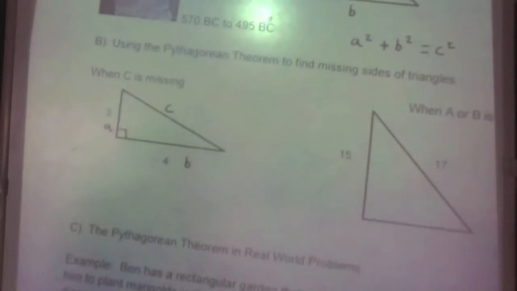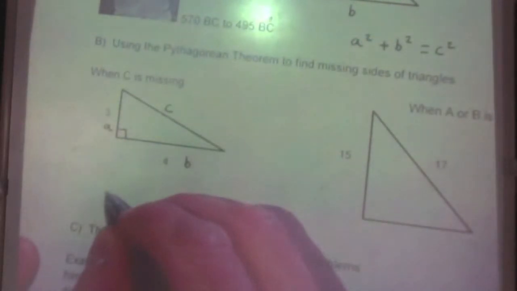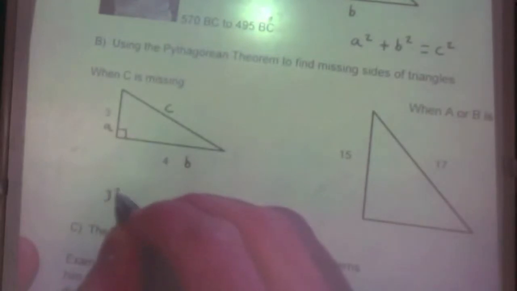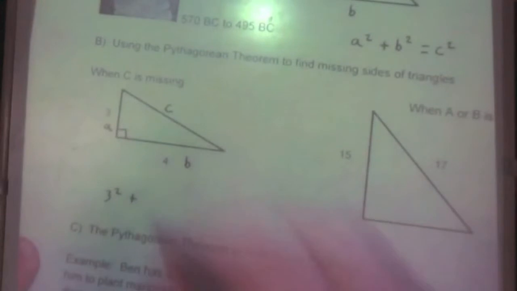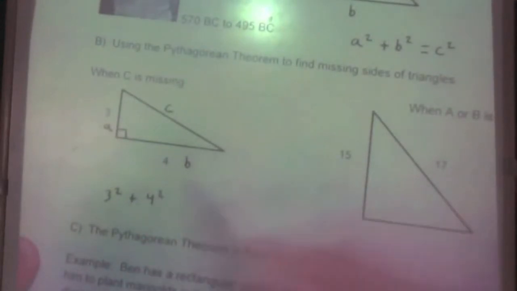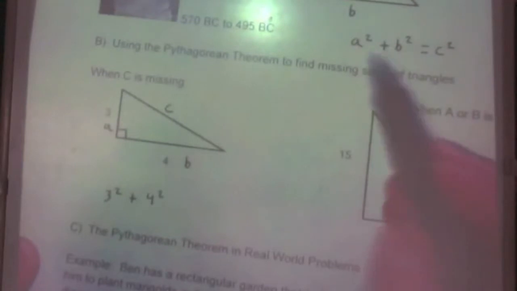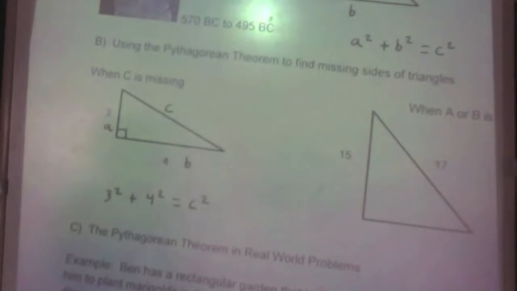Okay, so if I take, since 3 is a, I'm going to take 3 to the power of 2 plus 4 to the power of 2, because that's what b is. I'm just following this right here. I'm putting the numbers in a and b where they belong. That will give us side c to the power of 2.